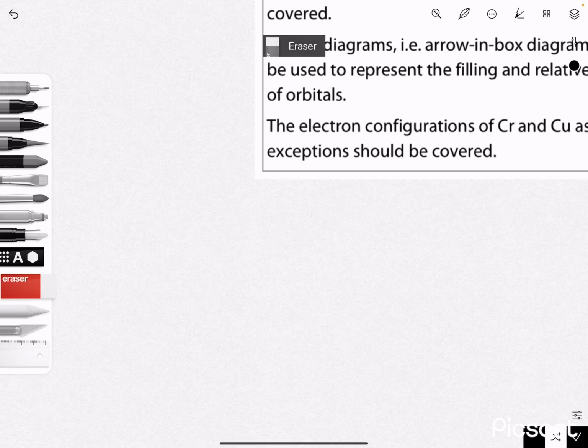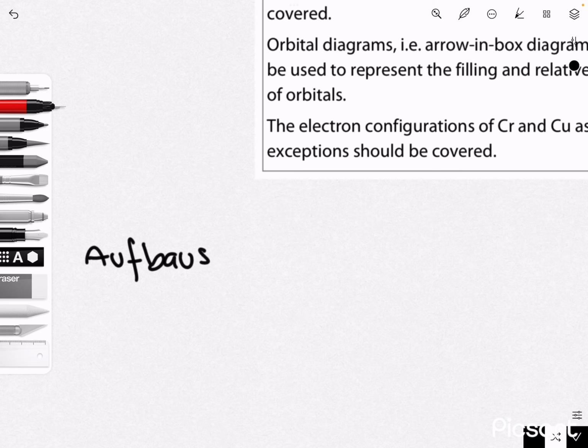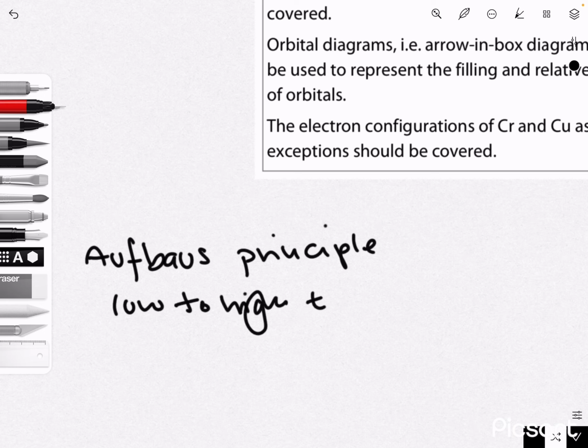And the first one is Aufbau's principle. His principle is that electrons fill orbitals in order of increasing energy, so starting from the lowest to highest energy levels.